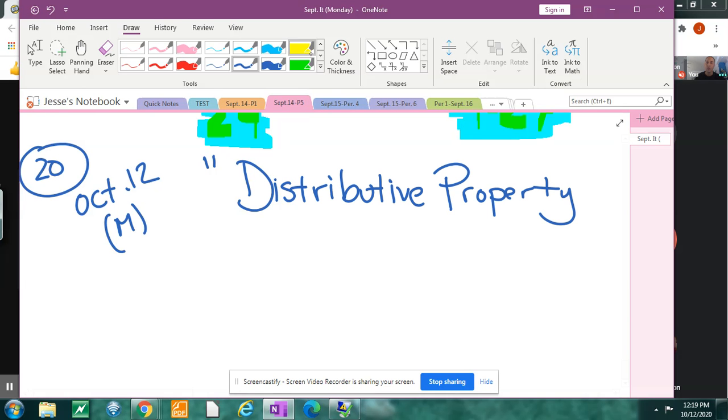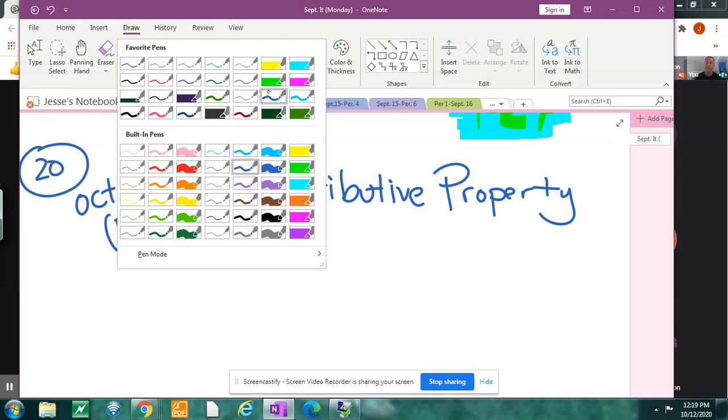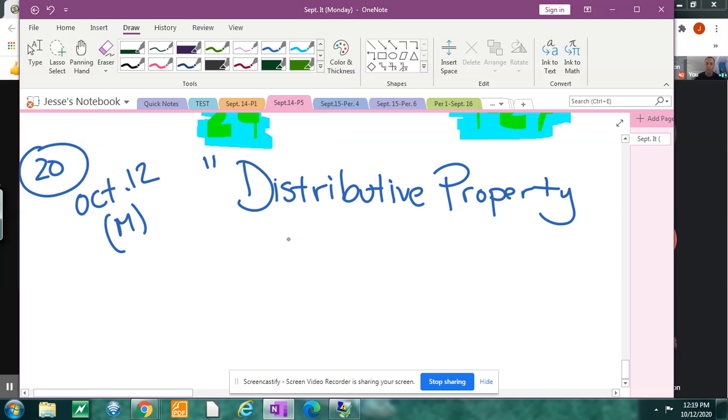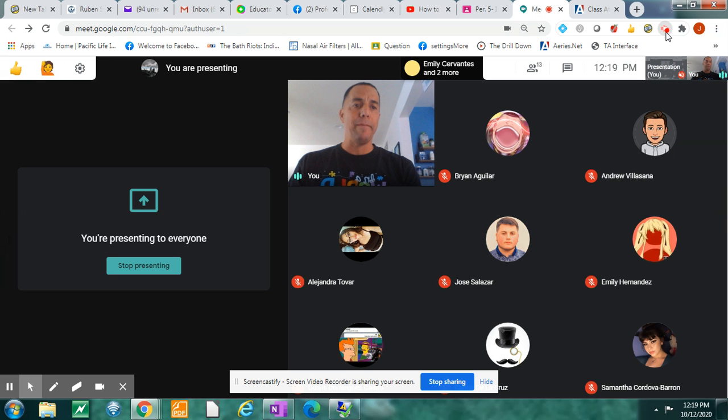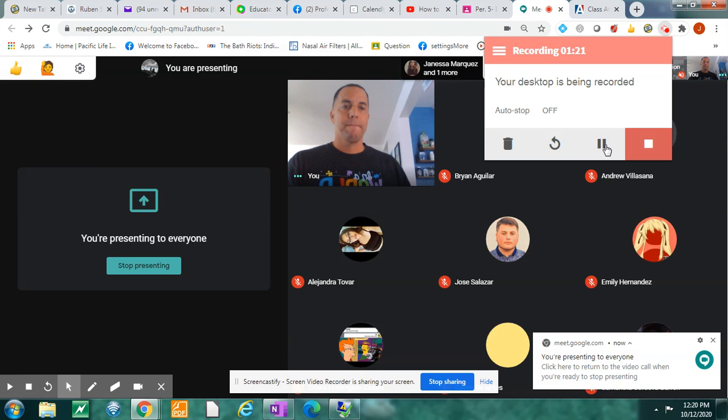Property with combined like terms. So you don't have to write the whole thing. CLT means combined like terms. So go ahead and write that real quick while I pause it. Hold on, let me pause it real quick. Where's the pause? Oh, there it is.